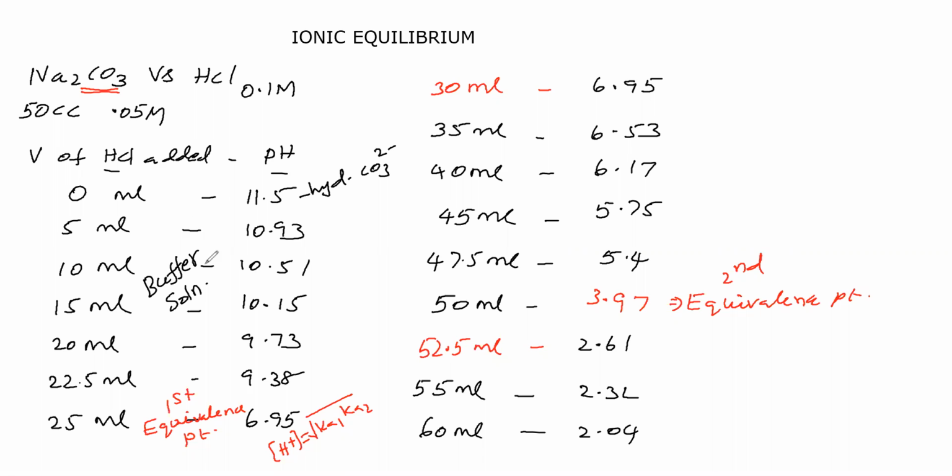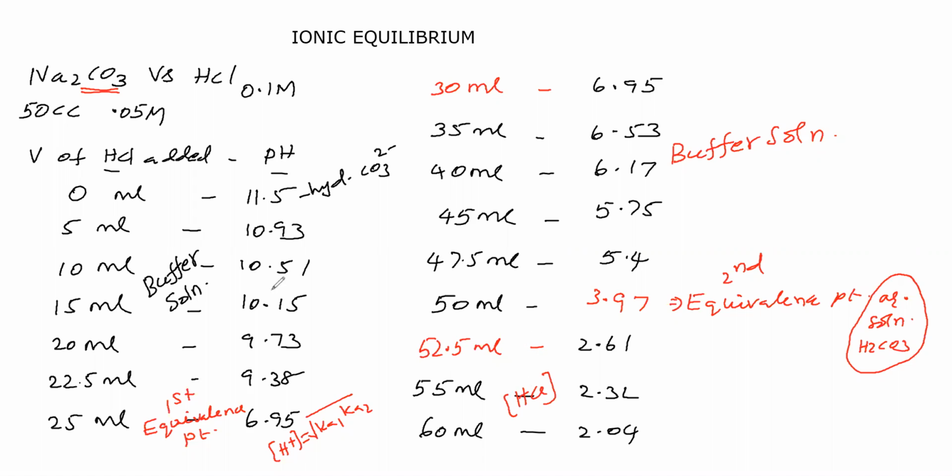Next, in this place, we found the H plus concentration and pH by considering a buffer solution. Then at the second equivalence point, we found the pH by considering just an aqueous solution of carbonic acid. Here we found the pH of the solution by considering HCl concentration.